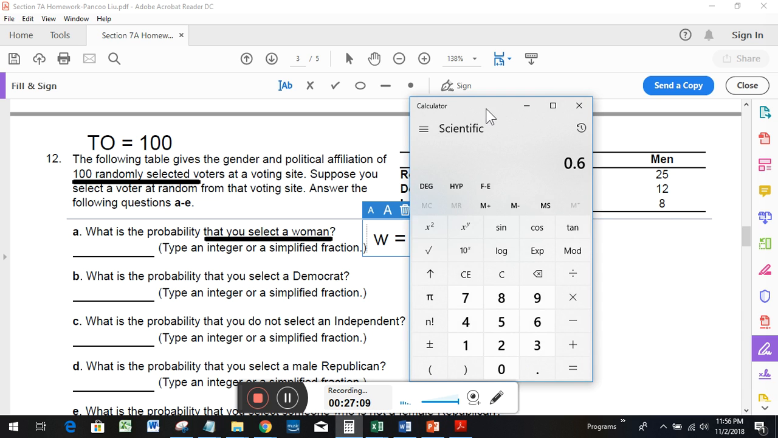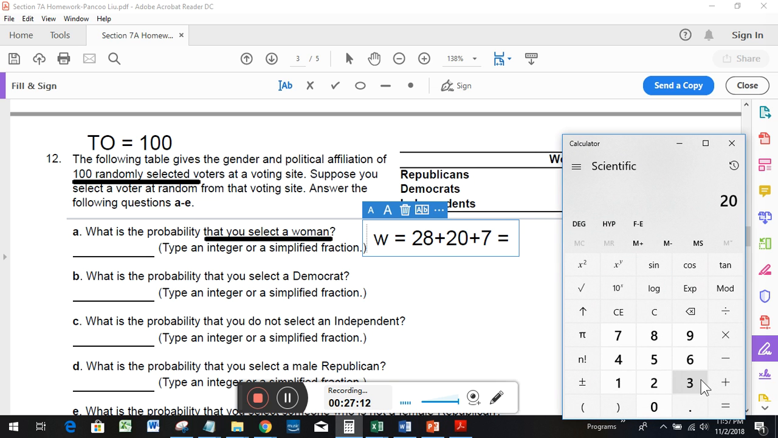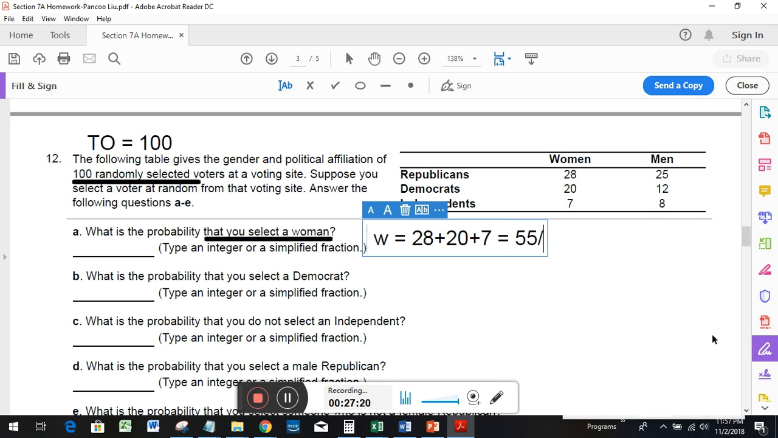So let's see what that is. 28 plus 20 plus 7 gives us 55. So we have 55 out of 100 for your probability. Now, 55 over 100, you can actually reduce that.